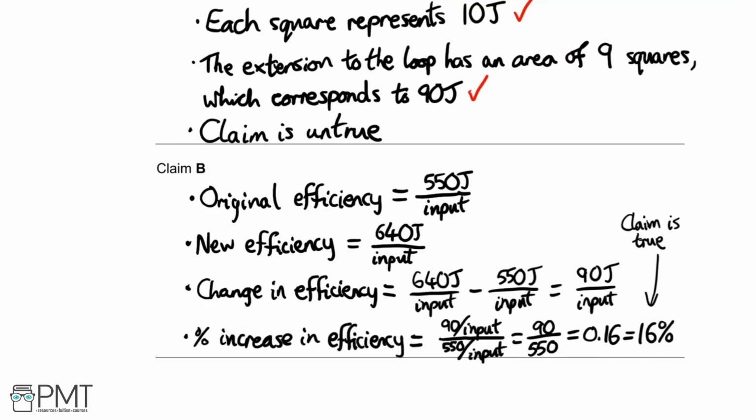Now in terms of marks for claim B, your first mark will be for correctly working out that you need to divide 90 by 550. Your second mark will be for correctly calculating the percentage change in efficiency. And then for your fifth mark for this question, you need to correctly state which claim is true and which claim is untrue. But you need a conclusion on both of these claims. So 5 marks there.